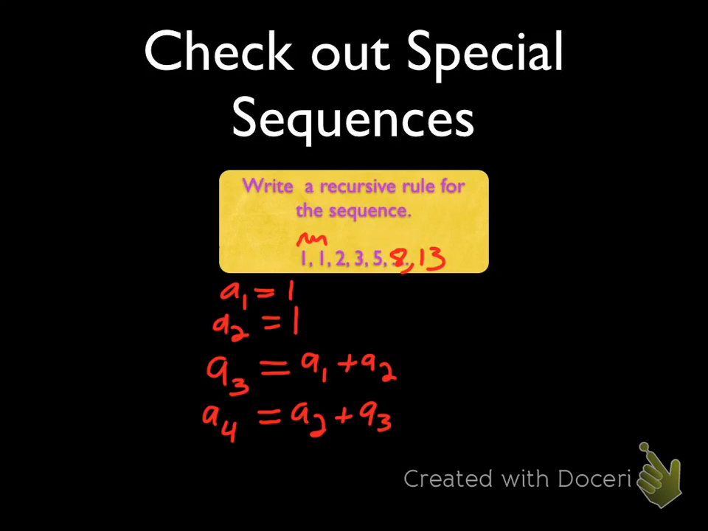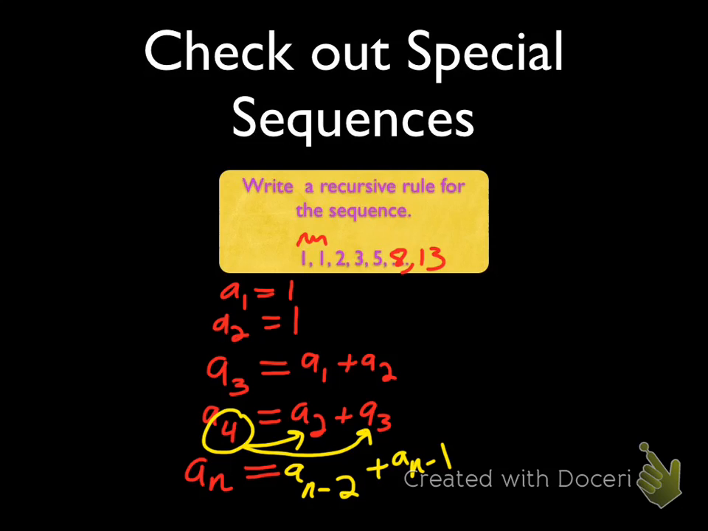So I want to write that generally. I'm going to look at this and say, all right, a sub n. If I look at the subscripts here, when I had a sub 4, I took a sub 2 and then a sub 3. What did I do to 4 to get to 2? a sub n minus 2, right? 4 minus 2 gave me 2. And then how did I get from 4 to 3? I subtracted 1. So we're going to add a sub n minus 1. And that's going to be my rule.